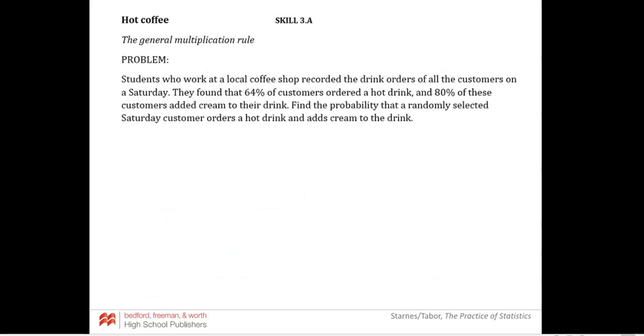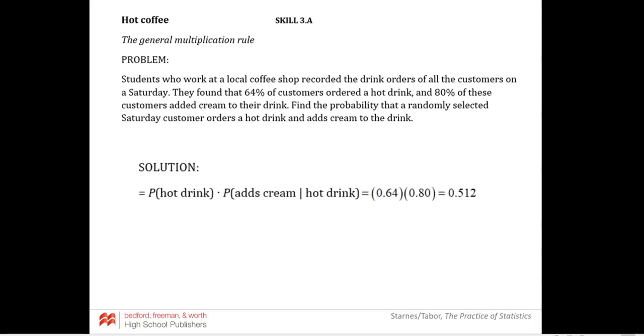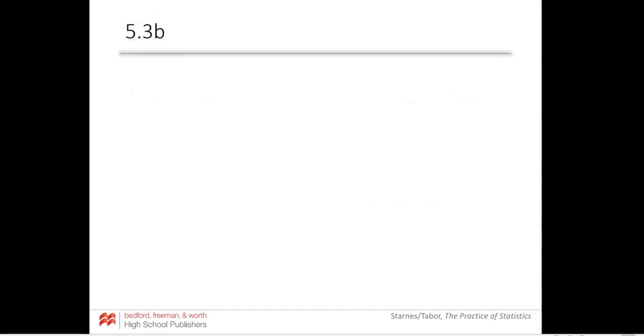Hot coffee. Students who work at a local coffee shop recorded drink orders for all the customers on Saturday. They found 64% of customers ordered a hot drink, and 80% of those added cream to the drink. Find the probability that a randomly selected Saturday customer ordered a hot drink and added cream. So we're finding both things are true, so we're going to use the general multiplication rule. We're going to multiply 0.64 times 0.80 to get 0.512 or 51.2%. That's your lesson for today.